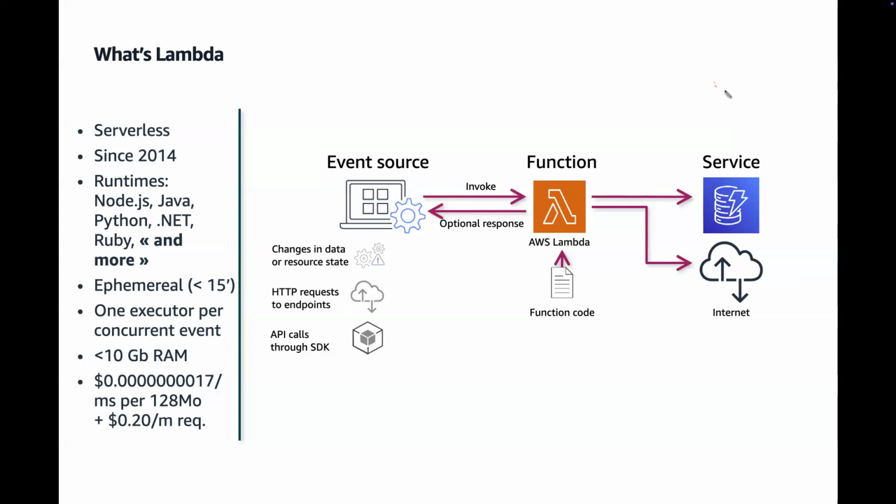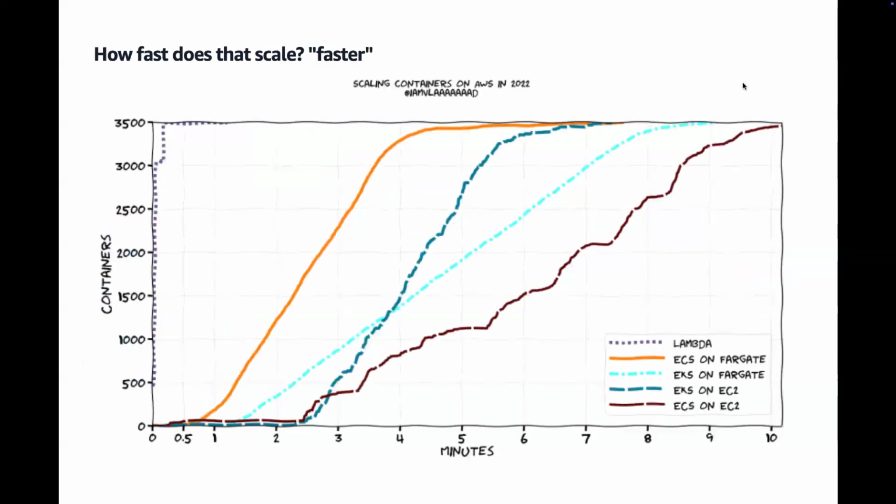And Lambda scales. And how fast does it scale? It scales faster than anything else. Sure, you have cold start with Lambda. Cold start is when Lambda needs to start a new execution environment to deliver on a request. But scaling with Lambda will always be faster than scaling with containers.